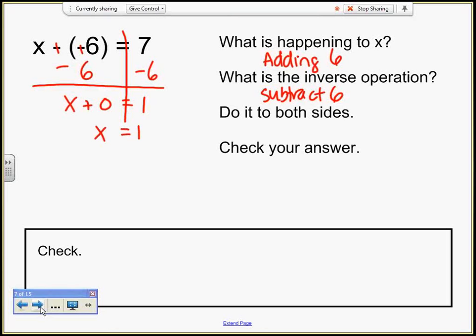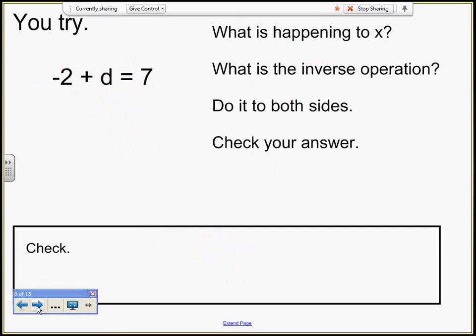Let's see if that works out. So 1 minus negative 6 should give me 7. I change that. I get 7 equals 7. Oh, yes, it does. And it's checked, so my answer is x equals 1. What is the only number that I can put in that equation that will make it true? Okay. Now you try the next few ones.